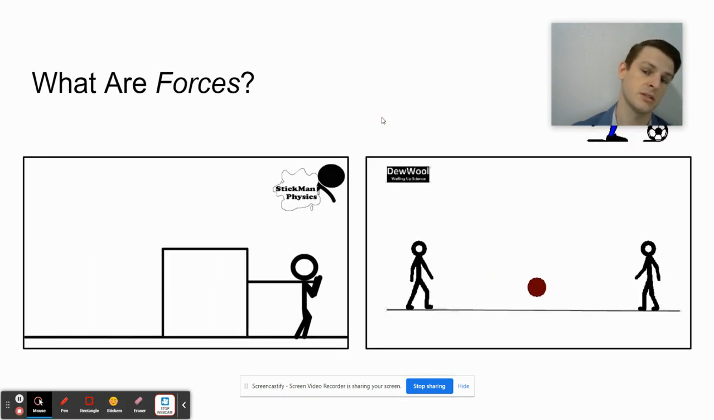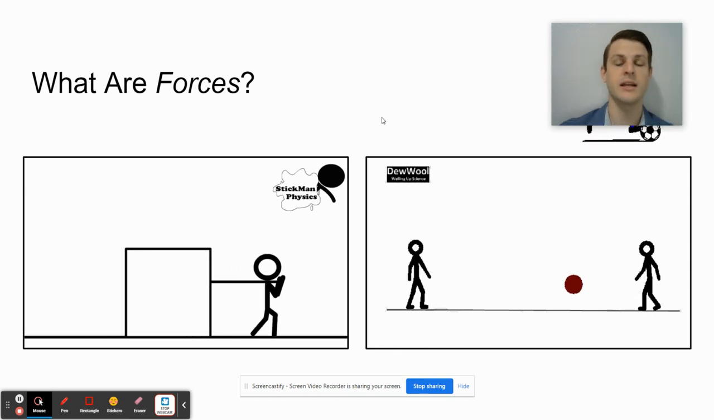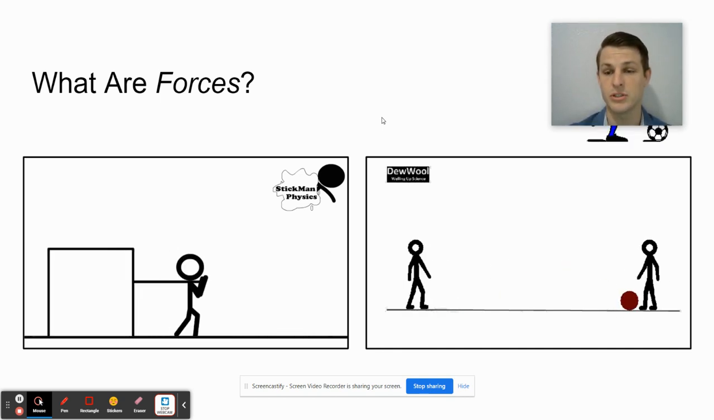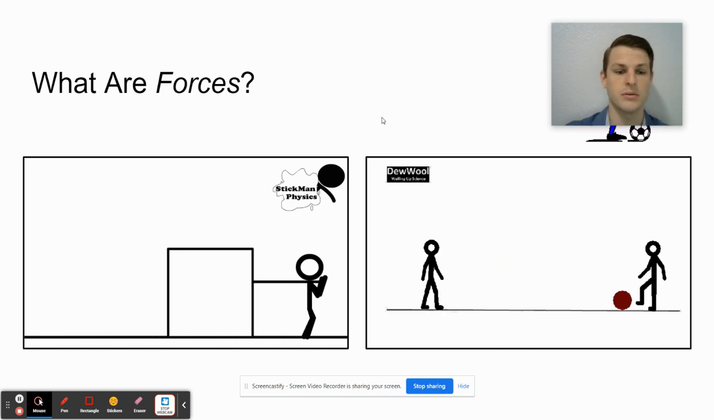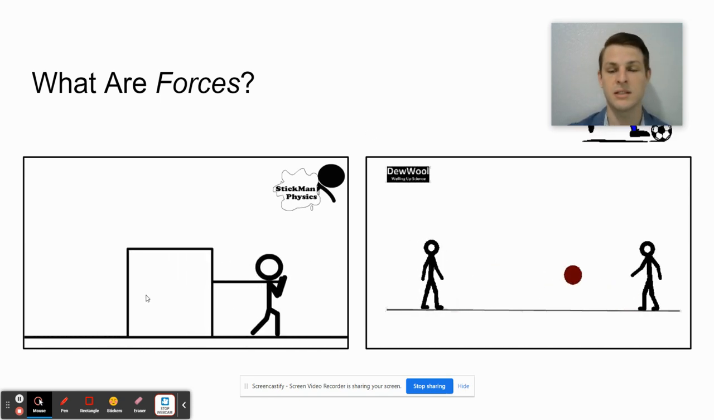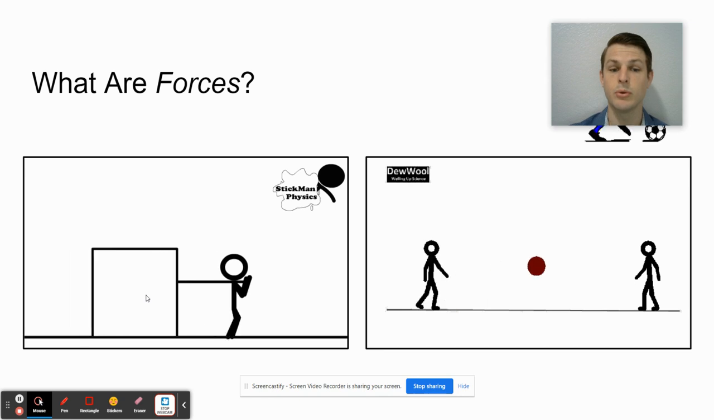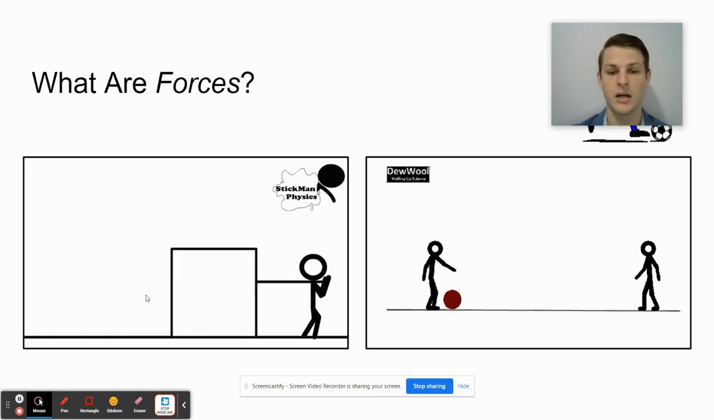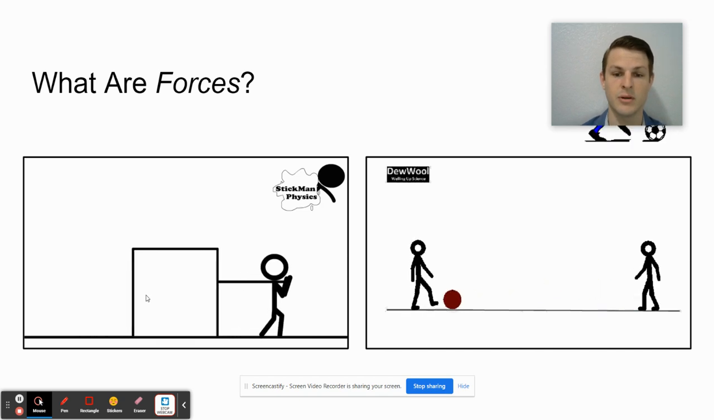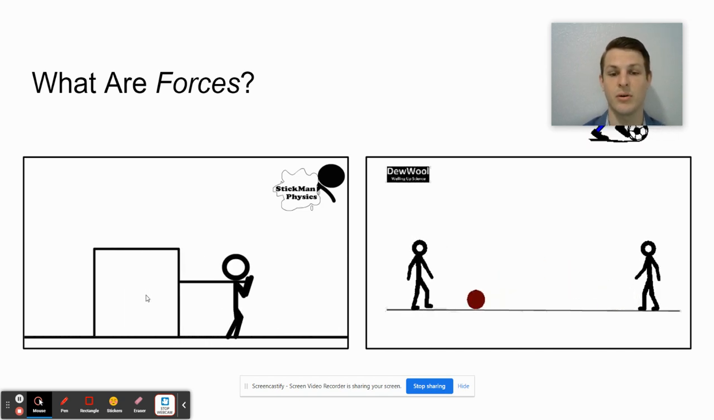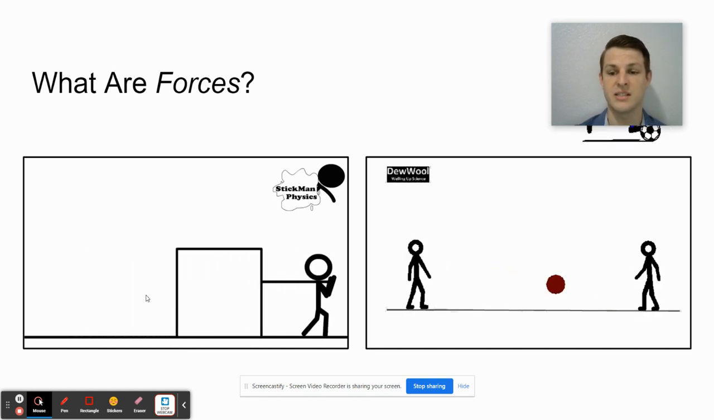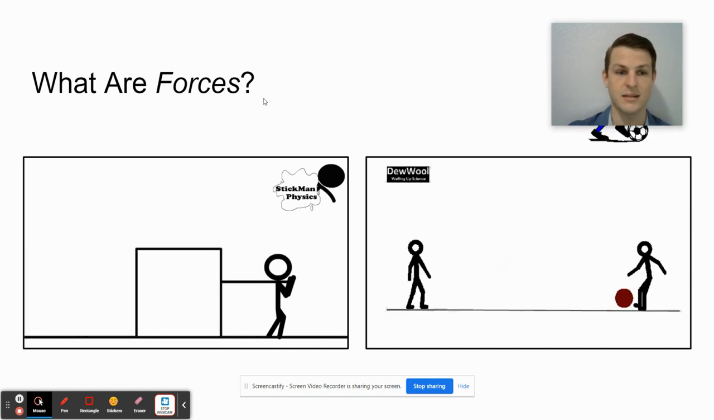So what are forces? Forces are any interactions between objects that result in a push or a pull. So in the case of the man pulling the box, he has a rope on the box and he's pulling the box to the right. That's a pulling force and it's an applied force. On the right, you have two people kicking the ball. The ball's at rest until the ball is kicked, which is a pushing force, which sends the ball to the other player. And that's how we play soccer.